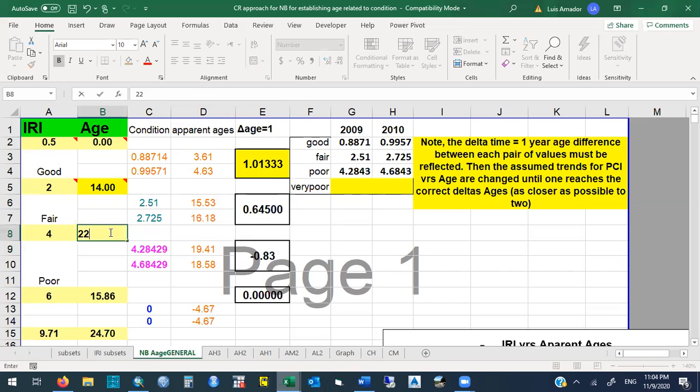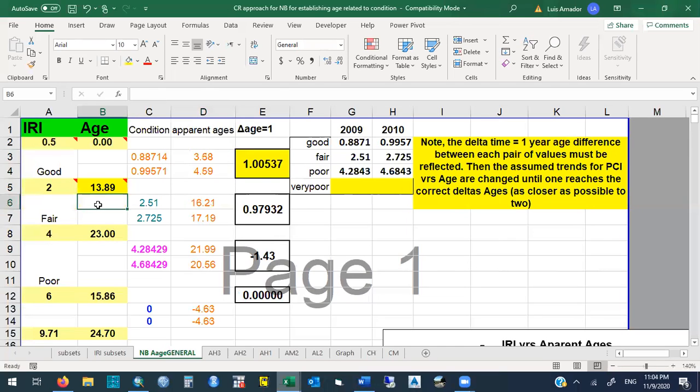20, 22, 23, 24, maybe too much, 23. Okay, and the difference is almost getting there. Of course, I can put decimals here, right? So I can put 1399.